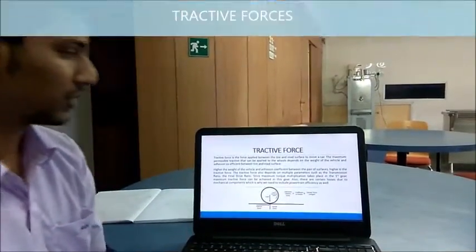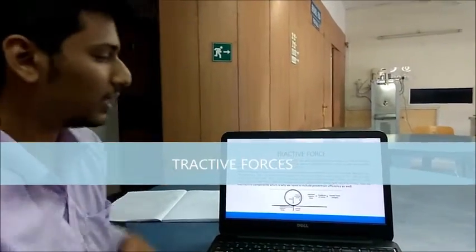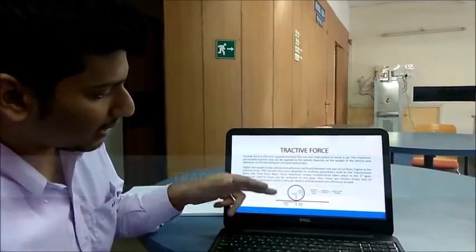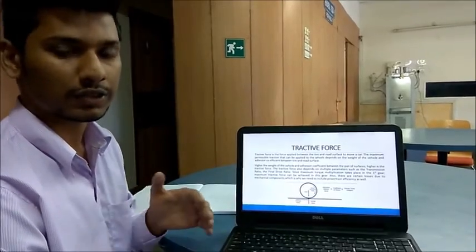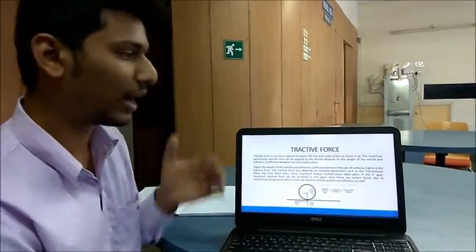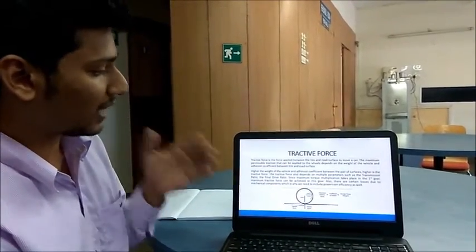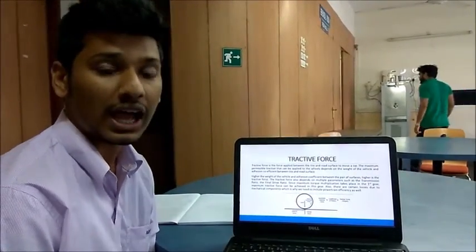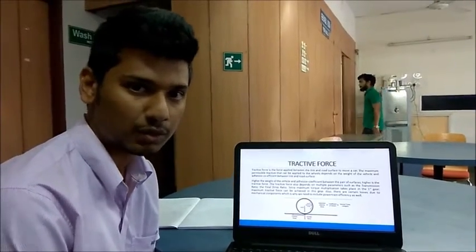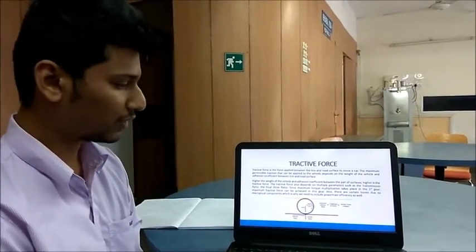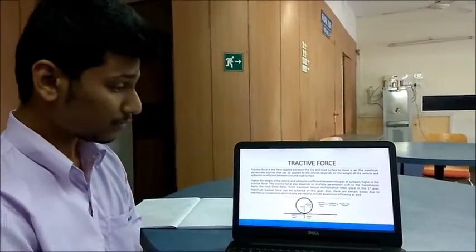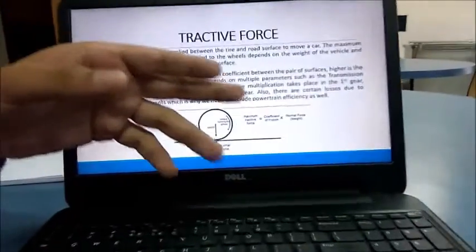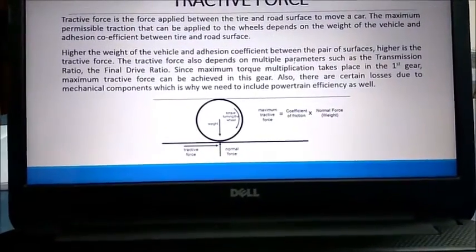Moving on to tractive force. First of all, what is tractive force? As you can see, the tractive force is the force applied between the tire and the road surface to move a car. So for a vehicle to move, you need tractive force. The maximum permissible traction that can be applied depends on two factors: firstly, the weight of the vehicle, and the coefficient of friction between the tire and the road surface. The formula for the maximum tractive force is the product of the coefficient of friction and the normal force, which is the weight of the vehicle.